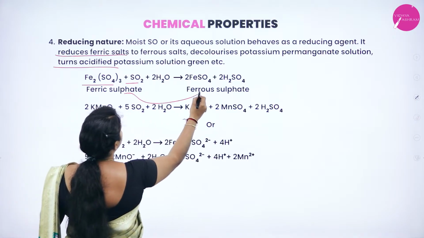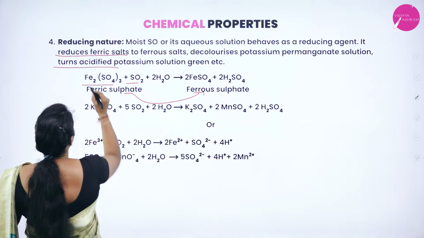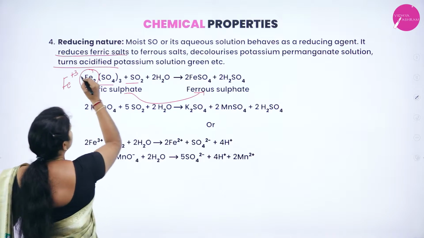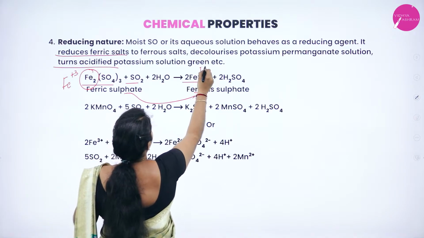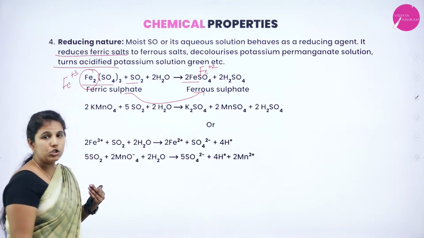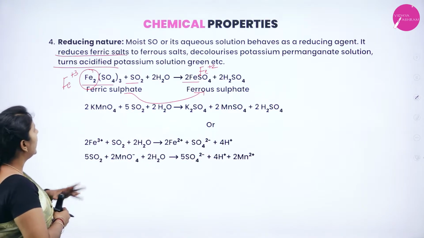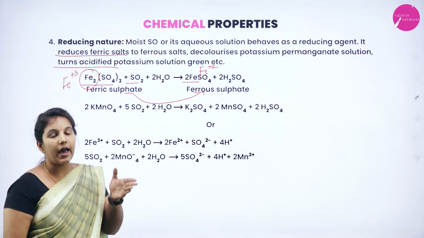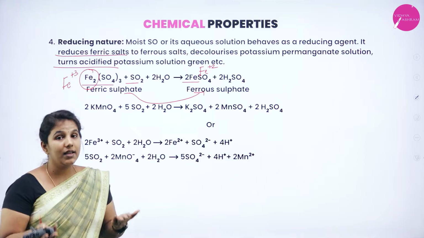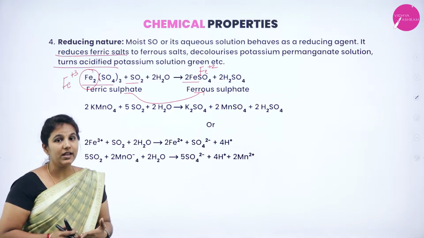It is converted into ferrous sulfate, where in this case iron is in the +3 oxidation state, whereas iron in the ferrous sulfate exhibits the +2 oxidation state. You can see that the oxidation state of the iron has been reduced from +3 to +2. Hence, it is acting like a reducing agent.